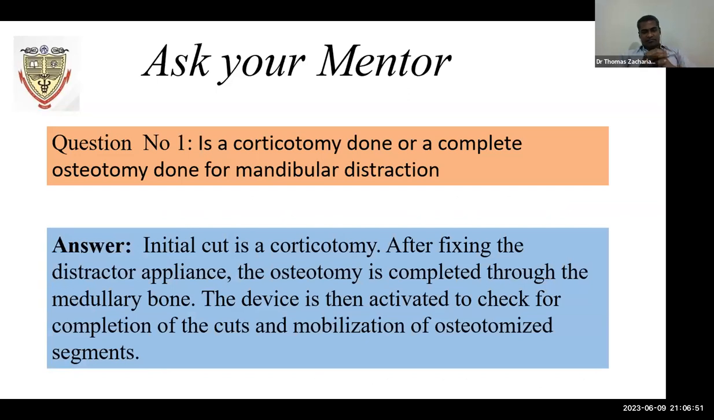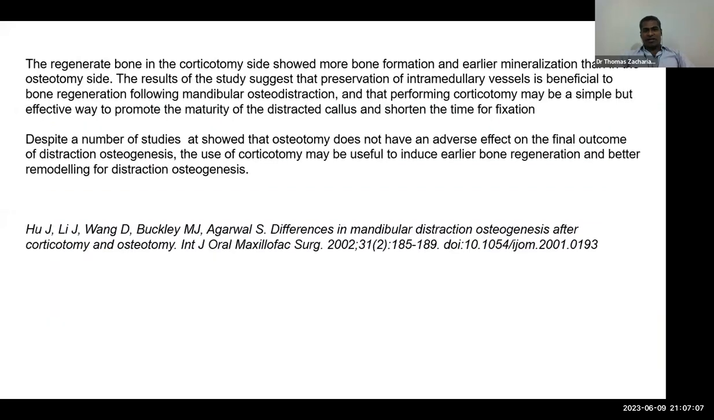Usually, the initial cut is a corticotomy, and after fixing the distractor appliance, the osteotomy is completed through the medullary bone. The device is then activated to check for completion of the cuts and mobilized. I found an interesting animal study, not a human study, where the regenerate bone on the corticotomy side showed more bone formation and earlier mineralization than on the osteotomy side. The study, published in IJOM, showed that preservation of the intramedullary vessels is beneficial to bone regeneration following distraction, and that performing corticotomy may be a simple but effective way to promote the maturity of distracted callus.